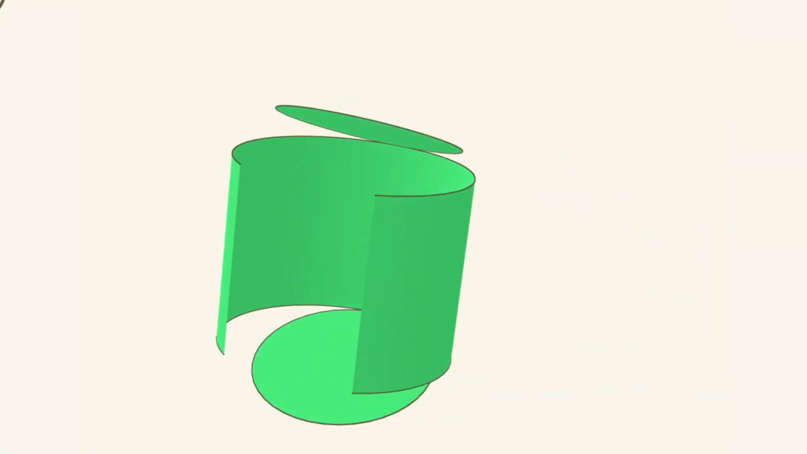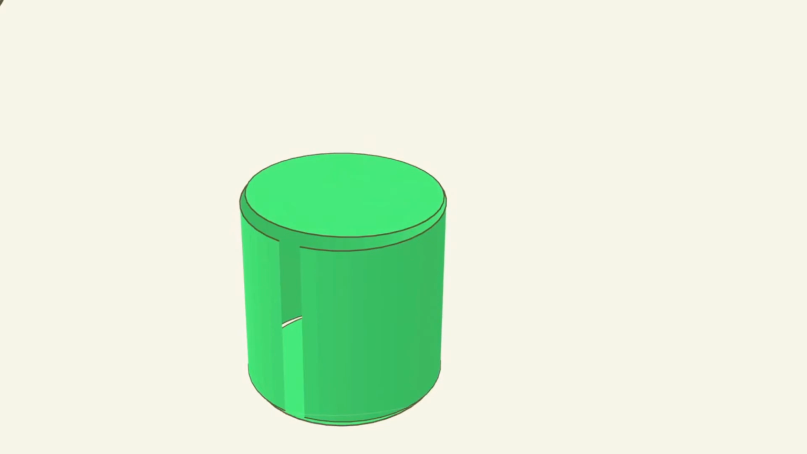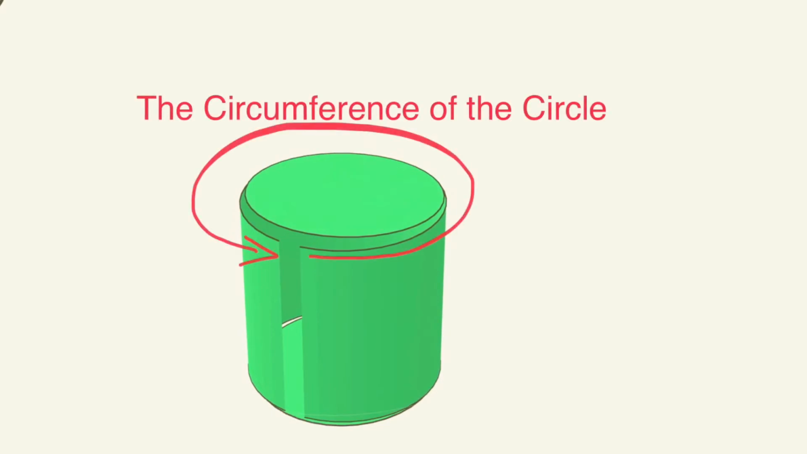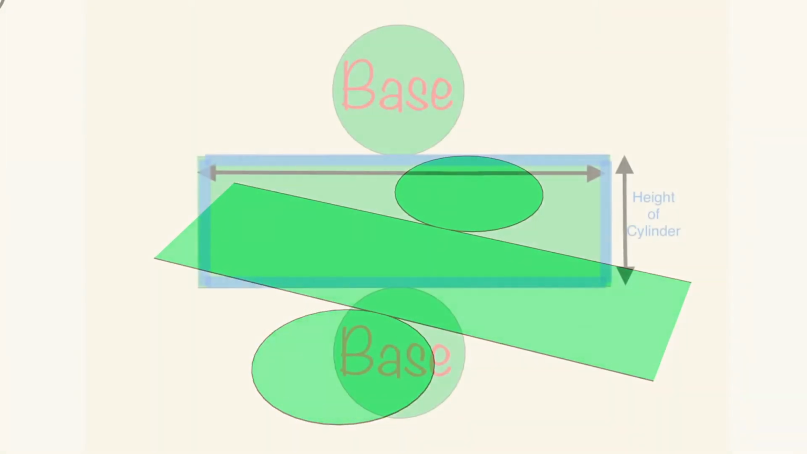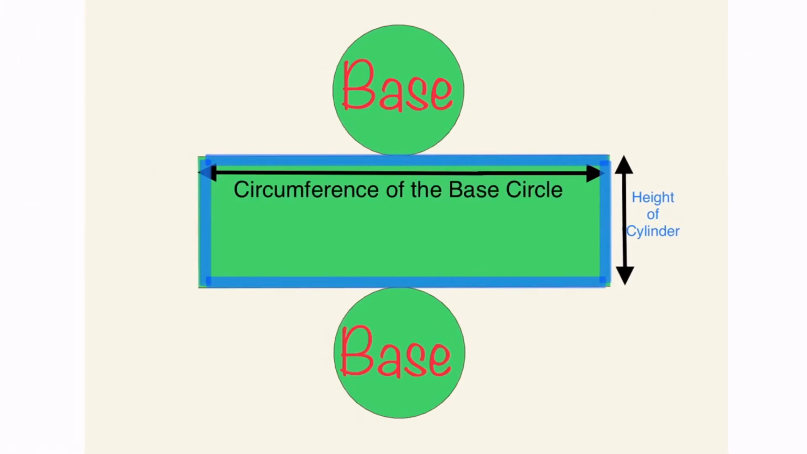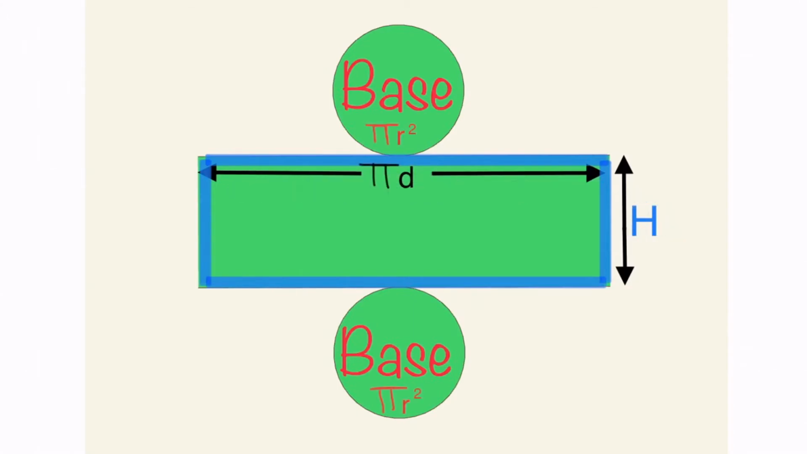Now the other dimension is similar to lateral area for prisms. If you pause it right here, you can see that the circumference of the circle, or the perimeter of the circle, is the other dimension of that rectangle. So now we know that the circumference of the circle times the height of the cylinder will give us that lateral middle area. So that's pi times diameter times the height of the cylinder.